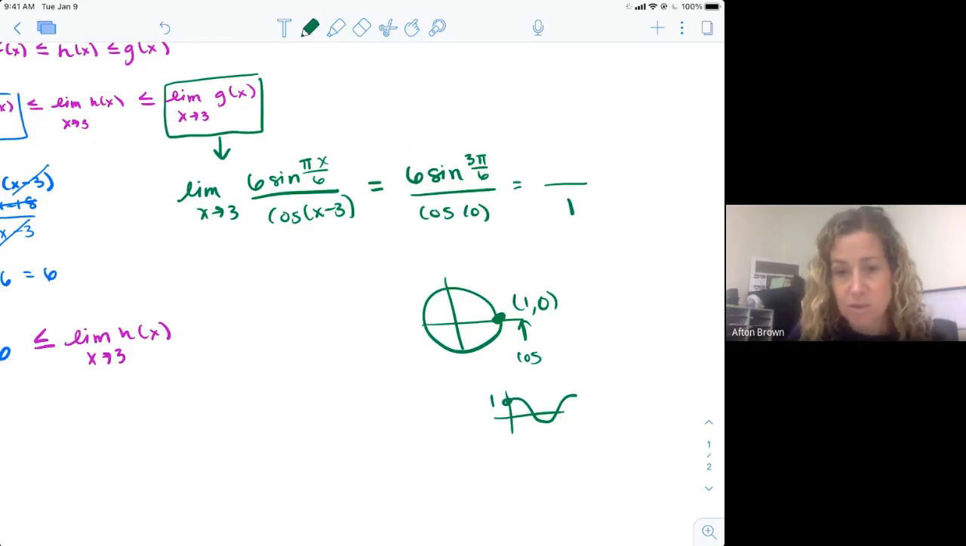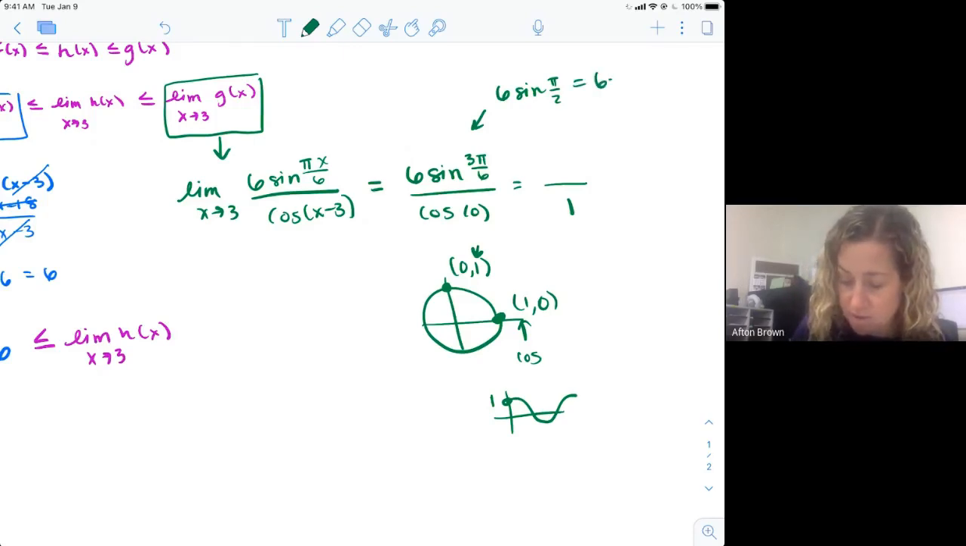That's a good thing. That means we don't have to factor or remove any discontinuity as long as the denominator doesn't equal 0. So then on top, I'm looking at this and I'm saying, okay, well, I could reduce that to pi halves. Pi halves would be this point. So that coordinate is 0, 1. Sine goes with y. So that value is 1. This is really 6 times 1. So the numerator is 6. So that side is 6.